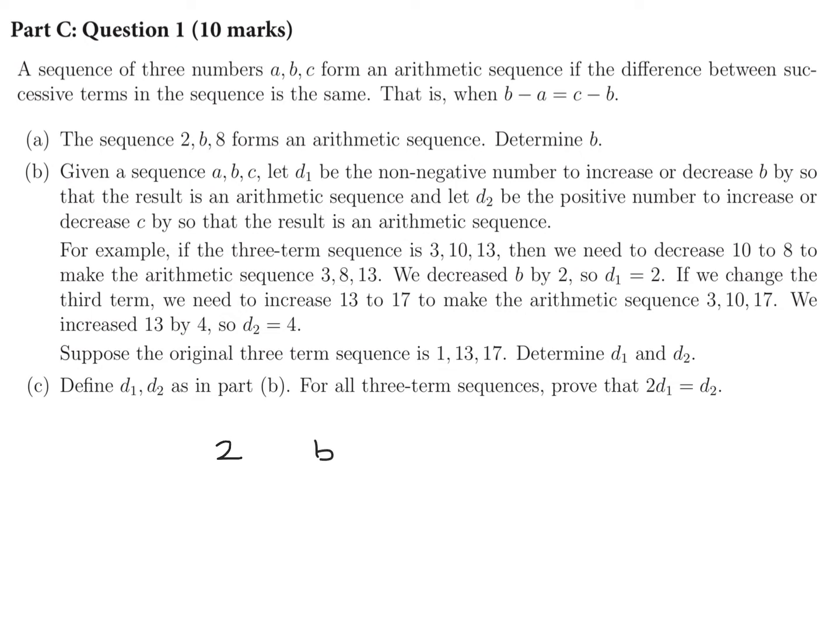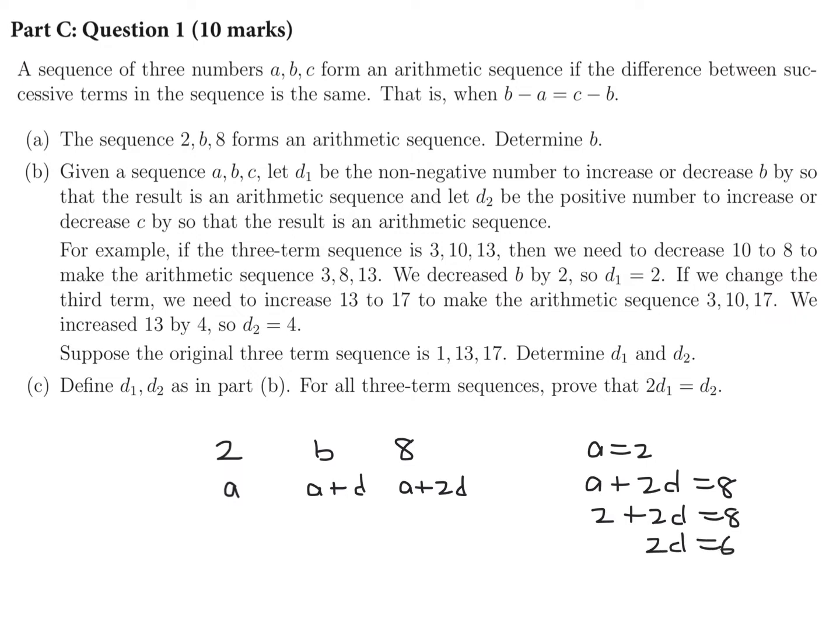2, b, and 8 are an arithmetic sequence. Now, an arithmetic sequence is of the form a, a plus d, a plus 2d, a plus 3d, etc. So they've already given me that a is 2, and I also know that a plus 2d is equal to 8. So since a is 2, I can solve for d pretty easily. 2d will be equal to 6, and then d is 3.